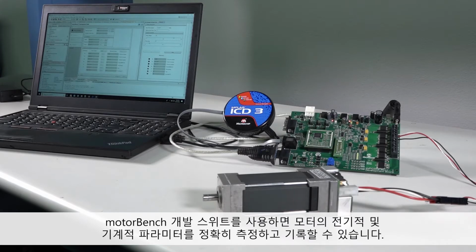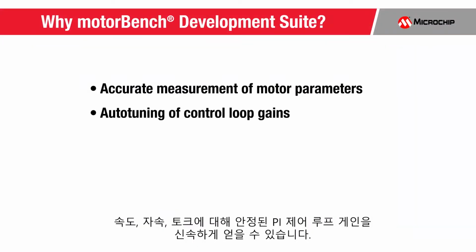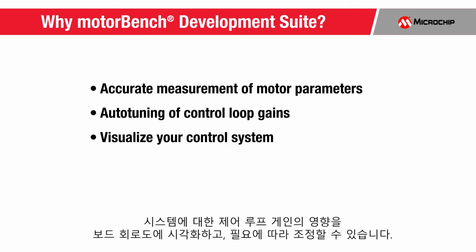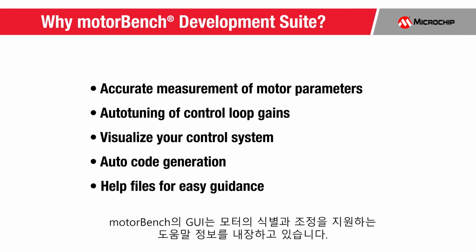With the help of the motorBench development suite, you can accurately measure and report a motor's electrical and mechanical parameters. You can quickly get stable, proportional integral control loop gains for velocity, flux, and torque. You can visualize how the control loop gains affect your system through Bode plots and adjust these if necessary. Once the 3 PI control loops are tuned, you can auto-generate code straight into an MPLAB X IDE project to run the motor. The motorBench GUI has integrated help information to guide you through the motor identification and tuning process.